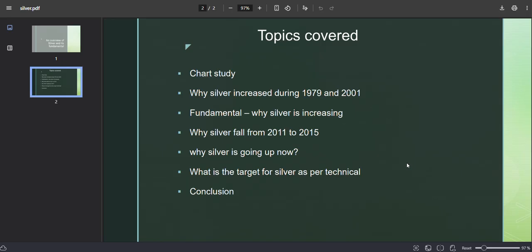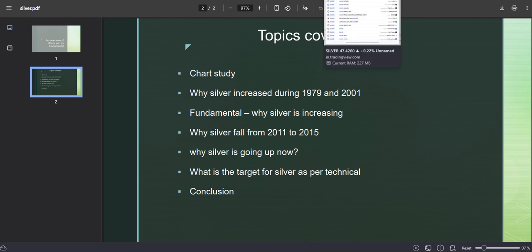Then after that, we'll see fundamentally why silver is increasing. Then we'll see why silver fell from 2011 to 2015, why it is going up now, what target we can keep, and then we'll conclude. So first, let us look into the silver chart.